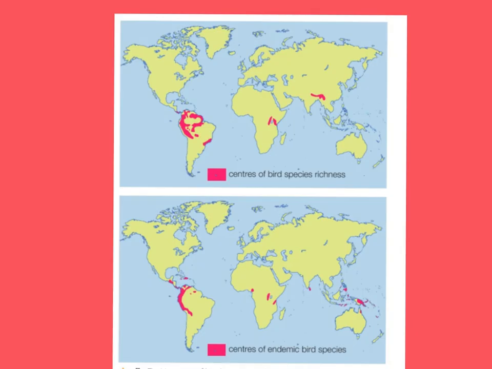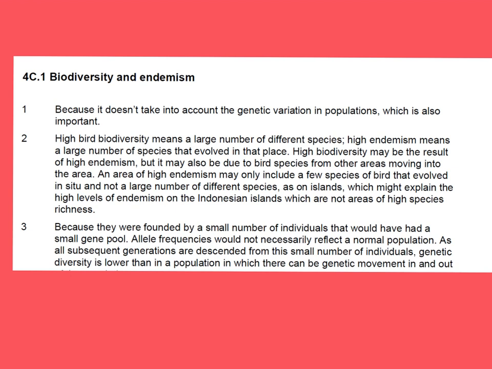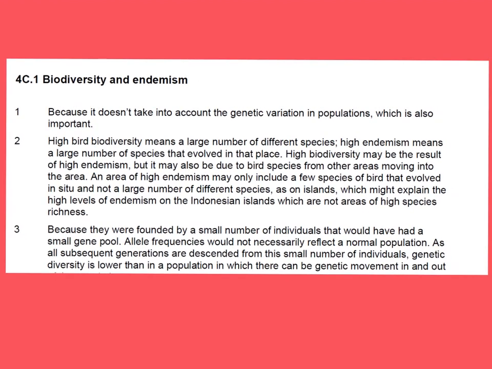This is figure D, which shows the endemic areas and the areas that are very rich in species richness. Let's recall the question using the map. Describe how the areas of high bird biodiversity and high bird endemism differ, and explain why it might be. High bird biodiversity means a large number of different species. High endemism means a large number of species that evolved in that place.